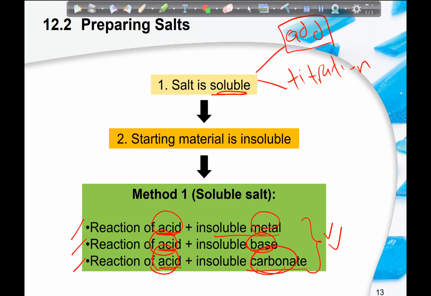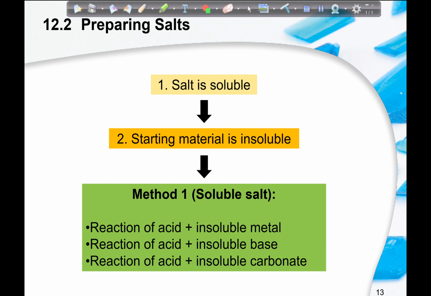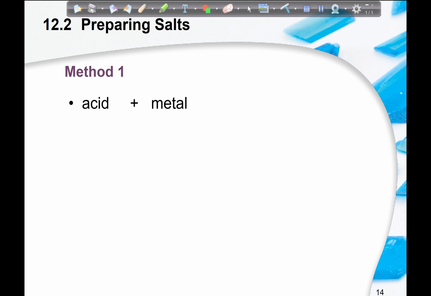So basically, this addition method you are able to use to prepare all soluble salt, except for your sodium, potassium and ammonium salt, or your group 1 salt. The reason being that all these salts are soluble salts, so they cannot meet the criteria of this addition method. So how does this method work?